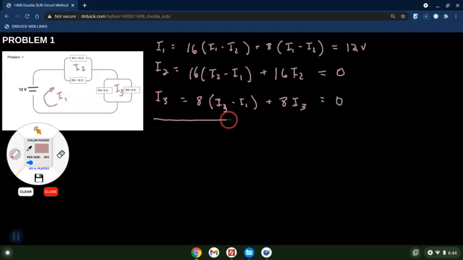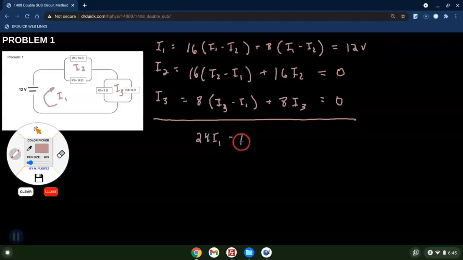So first step, combine like terms while distributing. So 16 plus 8 is 24 I1. And then we'll subtract what we're getting here, 16, right? And minus 8, but they're different. This is I2, so it's going to be minus 16 I2. And this would be minus 8 I3. That's going to be equal to 12 volts. Okay, so that was figured out.